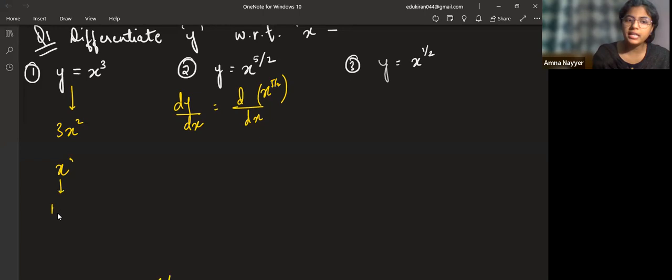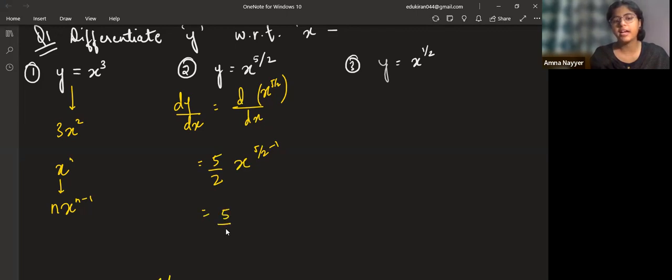And how do we write it? n x to the power n minus 1. This is the formula for it. So n will come, that is 5 by 2, x to the power n minus 1, that is 5 by 2 minus 1. So what does this become? 5 by 2, x to the power 3 by 2, right?